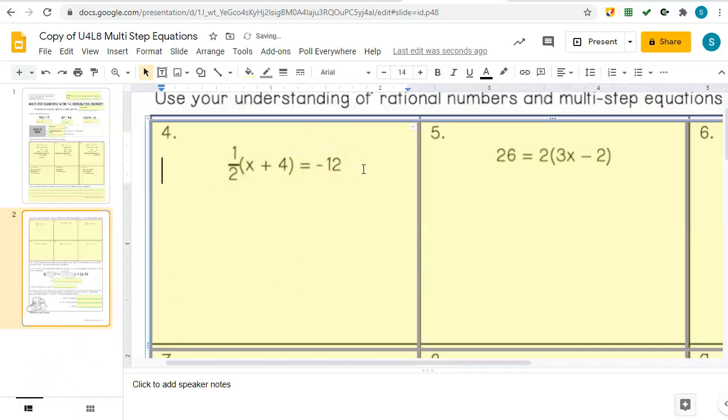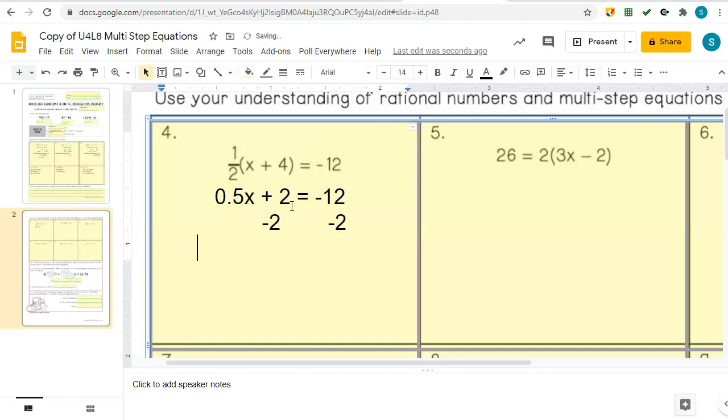Okay, so our first step is often going to be distribute. Now, I'm going to think of a decimal at the same time, so a half times x is a half x, which is 0.5x. And the only reason I'm writing it as a decimal instead of as a fraction is because it's hard for me to write fractions. A half times 4 is 2, and that's going to equal negative 12. Let's subtract 2 from both sides.